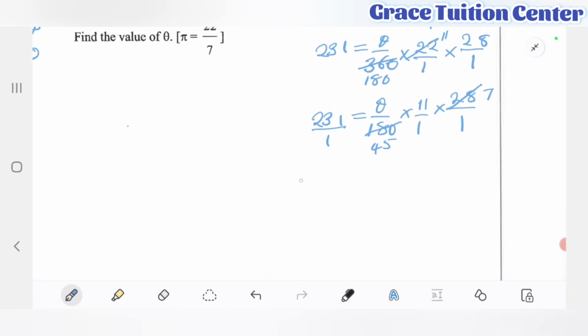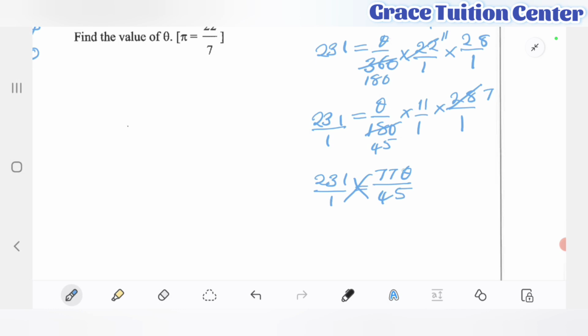What do we get here? So we are going to have 231 on this side over 1, just make it a fraction, multiplied by pi times 11 times 7. 11 times 7 is 77 pi over 45 times 1 times 1 is 45. Now our work is easy at this stage. So we can cross multiply this.